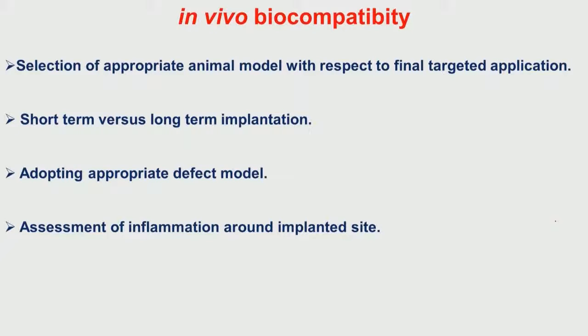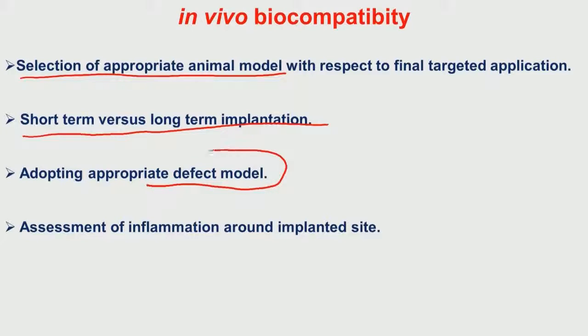Now, coming to the in vivo biocompatibility, as I said, the selection of an appropriate animal model with respect to the final targeted application is the first key point one has to address. The second one is to find out the short term versus long term implantation, and what kind of defect model you are using, whether it is a critical size defect, a segmental defect, or a femoral defect, all those things, and the assessment of inflammation around the implant and also the tissue response.